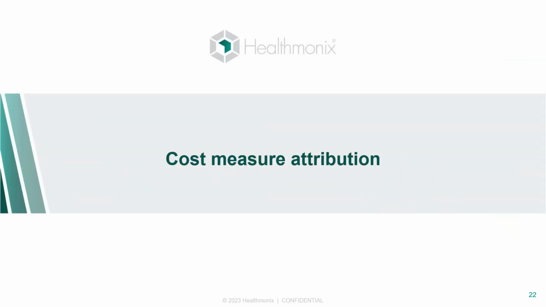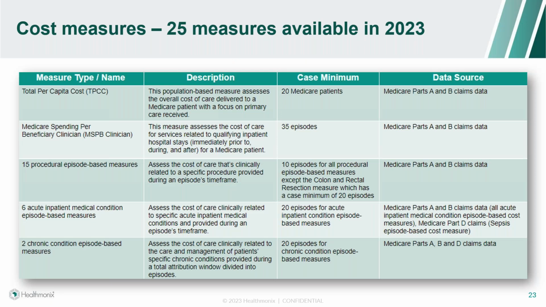Cost measure attribution. So how does that work? We're going to spend a minute on this. Probably going to lean a little bit on Lauren for this because she's the cost guru here. But there are 25 cost measures available. They have the total per capita cost, which is the population-based measure that covers all primary care. There's Medicare spending per beneficiary. Then there are the 15 procedural episode measures, 6 acute measures, and then the 2 chronic condition measures.